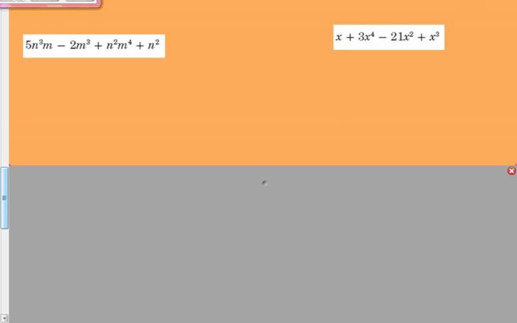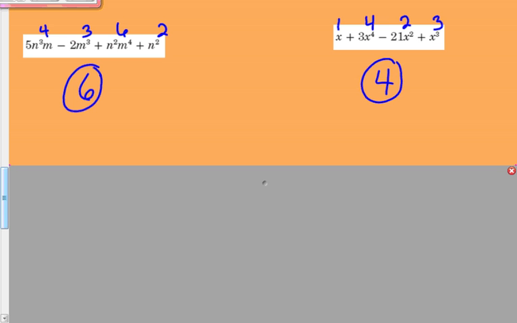Okay, the next one, n cubed m, that would be a degree of 4. m cubed is a degree of 3. 2 and 4 make 6, and then another 2, so our largest is a degree of 6. I know you're going to think this is so easy. Okay, there's a 1, and it really is. There's a 4, there's a 2, there's a 3, largest degree is a 4. And these are actually kind of fun because they are so easy.